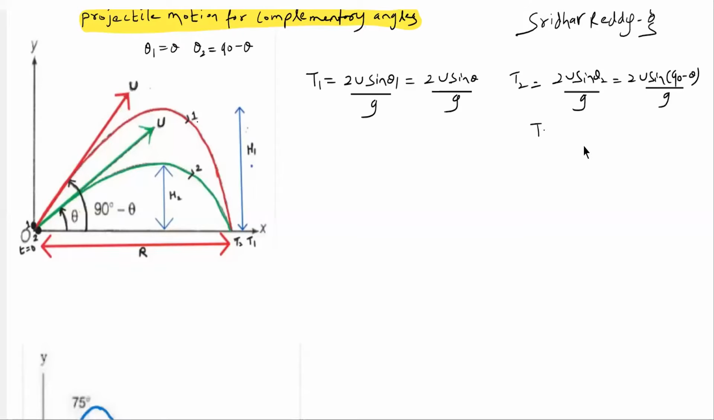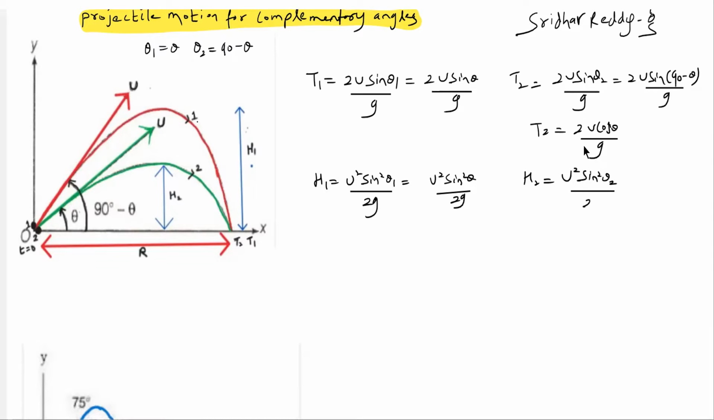What about the time of flight of the second? T2 equal to 2u sine theta 2 by g, which is equal to 2u sine of 90 minus theta by g. Sine of 90 minus theta will be cos theta. So the time of flight of this will be 2u cos theta by g. They will have different times.